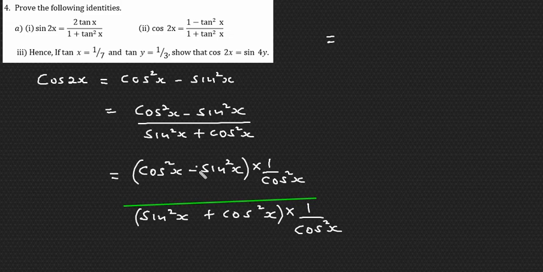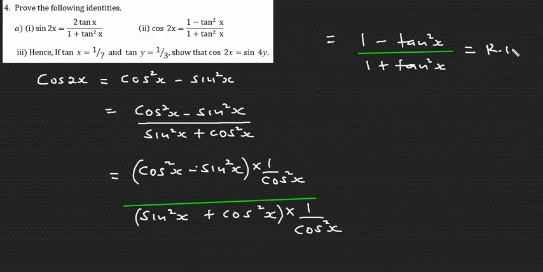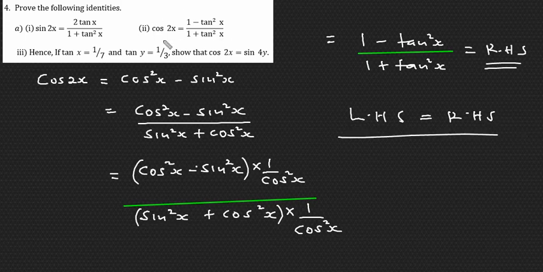So now when we do this, we are going to divide by cos squared x. So here we get 1, and this one will give us a tan squared. Then down here we shall get tan squared plus 1, or 1 plus tan squared. And this is the right hand side. So left hand side is equal to the right hand side. So this is true.